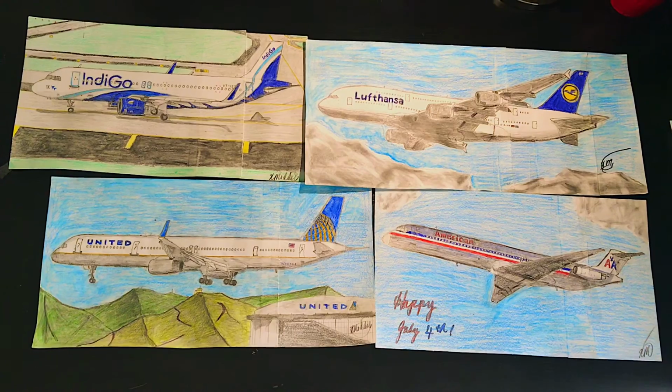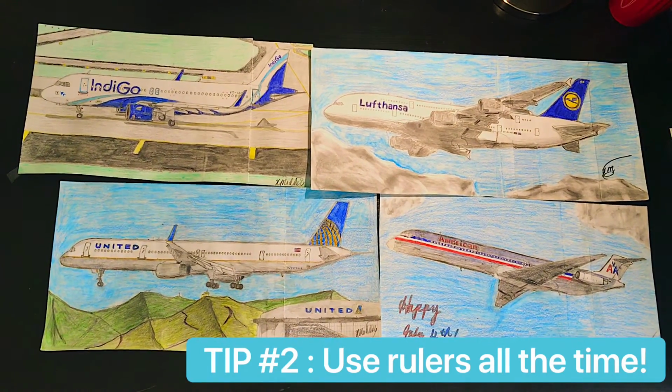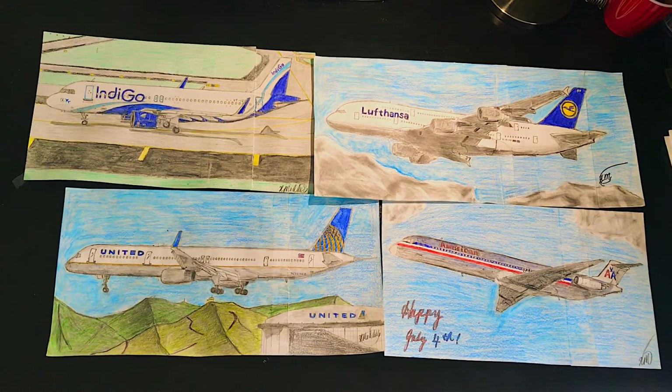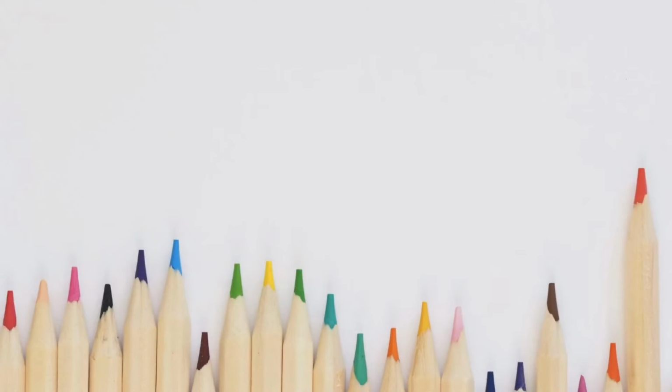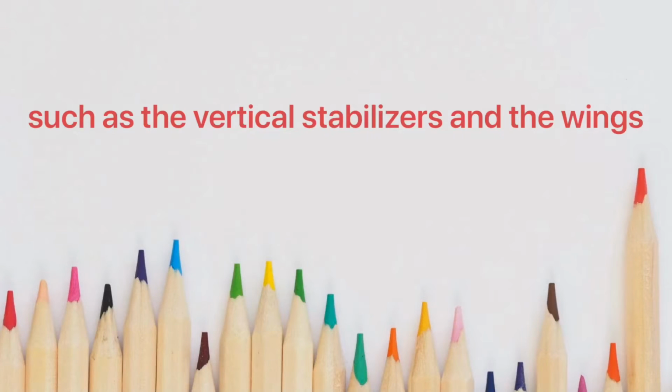After finding a good picture and before you start drawing, remember to use rulers all the time. This tip is very simple but very important. You'll need rulers especially for the fuselage of the plane to avoid distorting the main structure of your plane, and also in many other places such as the vertical stabilizers and the wings.